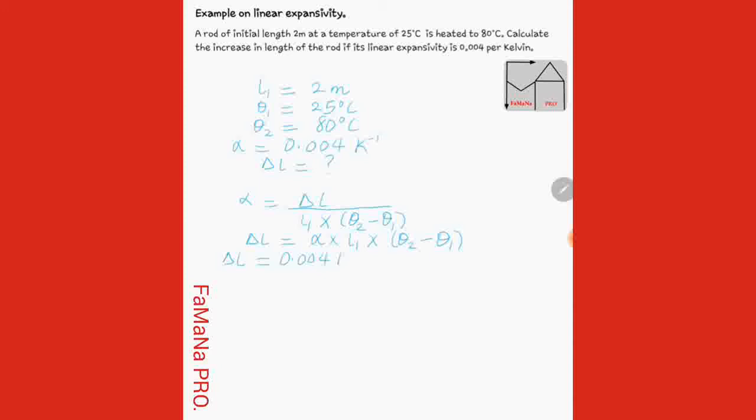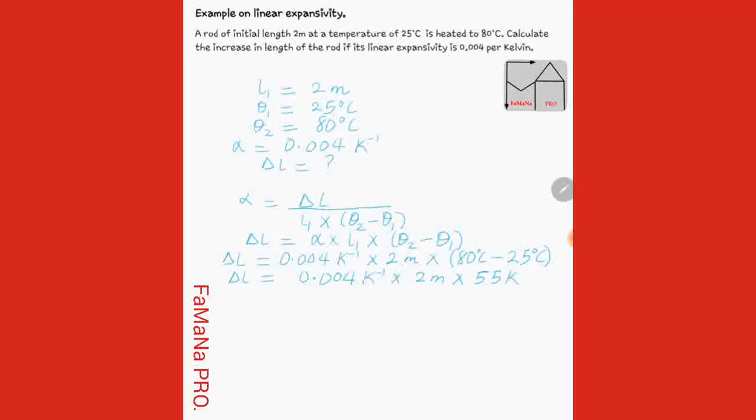So the change in length or the increase in length will be 0.004 per Kelvin multiplied by, what is the initial length? 2 meters, given to us from the question. Then multiplied by the temperature change, which will be 80 degrees Celsius, the final temperature, minus the initial temperature. Okay, so the change in length will be equal to 0.004 per Kelvin times 2 meters, then multiplied by 80 minus 25, which will give us 55 Kelvin.